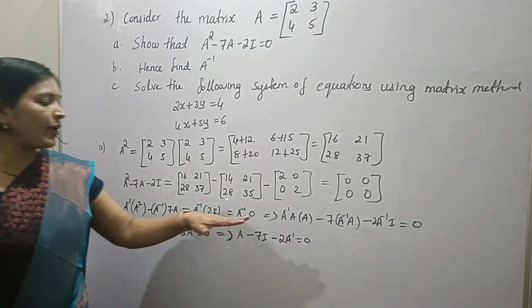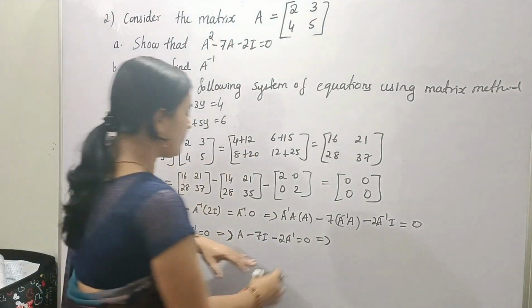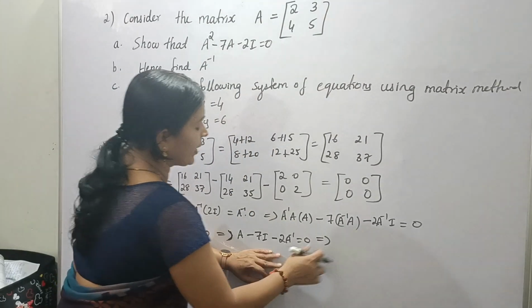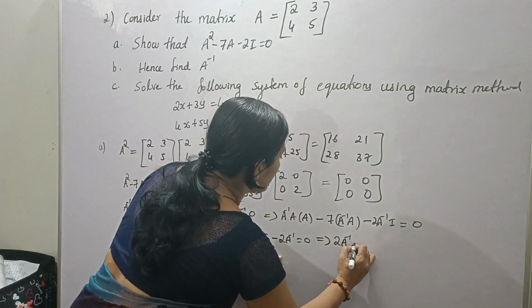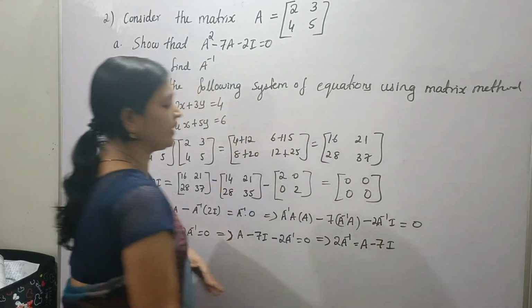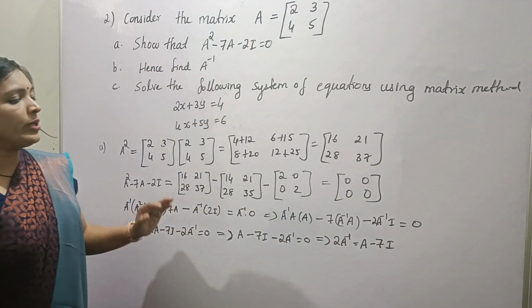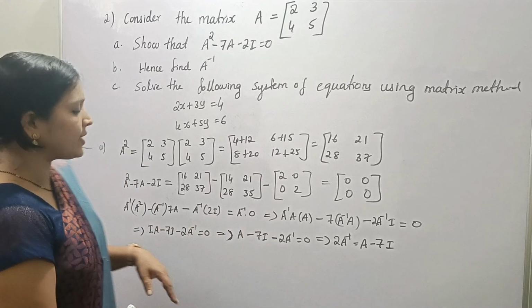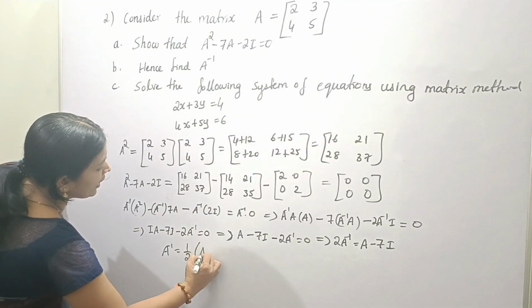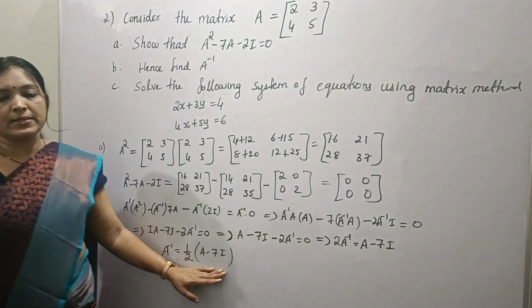What we have to find? We have to find A inverse, right? So let's take all other terms to the right side. Take this one to the right side. 2A inverse is equal to A minus 7I. From this equation we can write 2A inverse is equal to A minus 7I. So A inverse is equal to 1 by 2 into A minus 7I. So here we need to find what is A minus 7I.